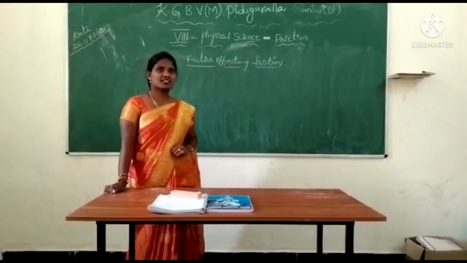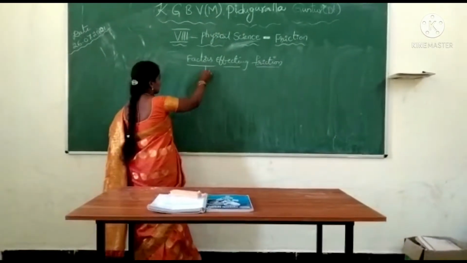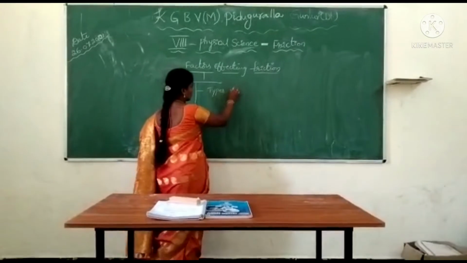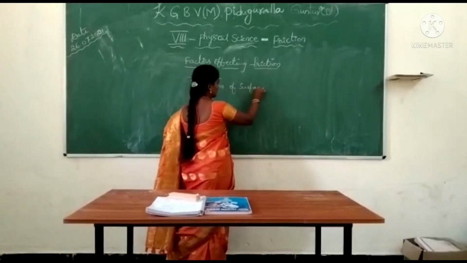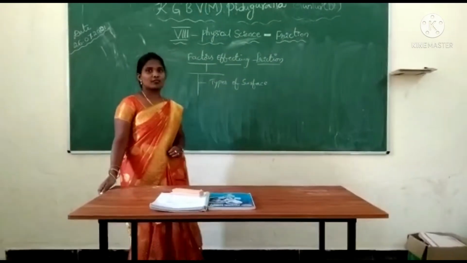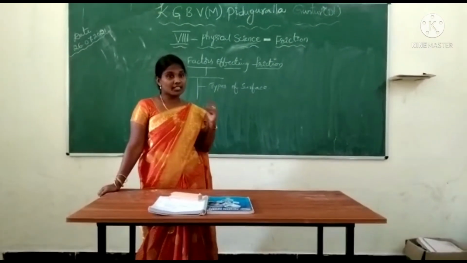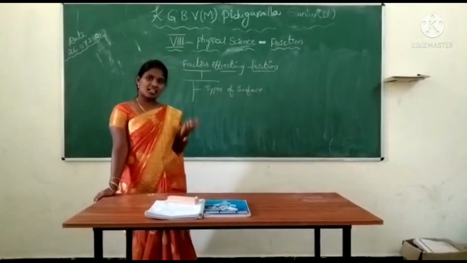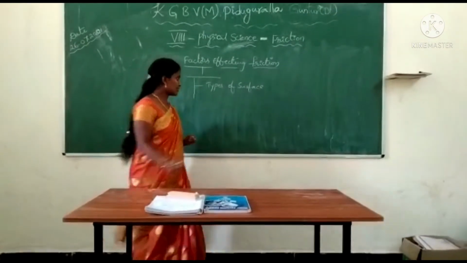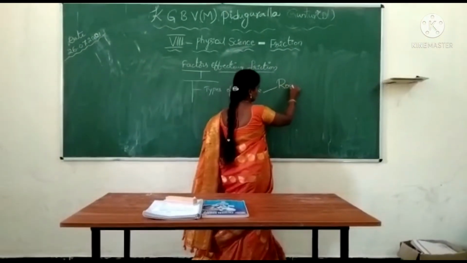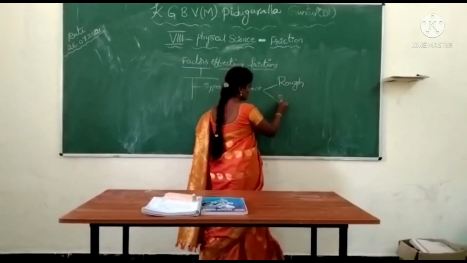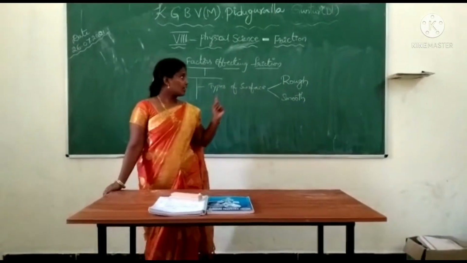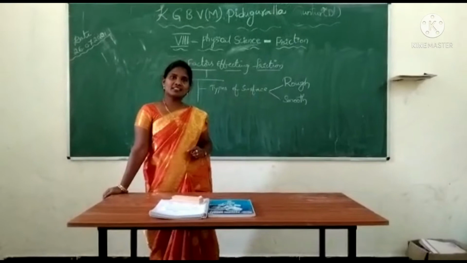First one is type of surface. Already we learned in the last class how many types of surfaces you know? Yes, 2 types. What are they? Rough surface and smooth surface. Here, in which surface is friction very high?